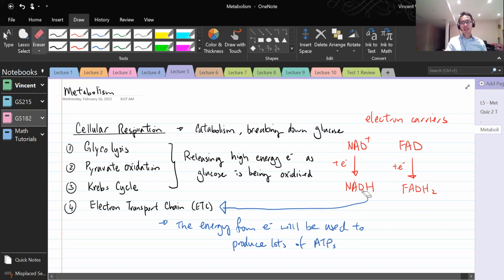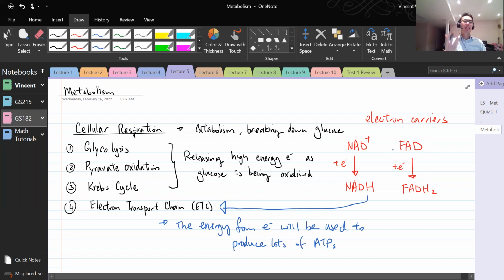Okay, so once the NADH deposits the electrons at the electron transport chain, it will once again become NAD plus, and then it can go back and pick up more. So NAD plus is basically like a ferrying system. It goes back and forth, grabbing more electrons, bringing them to the ETC, grabbing more electrons, bringing them to the ETC. Same thing for FAD. They are both energy carriers.